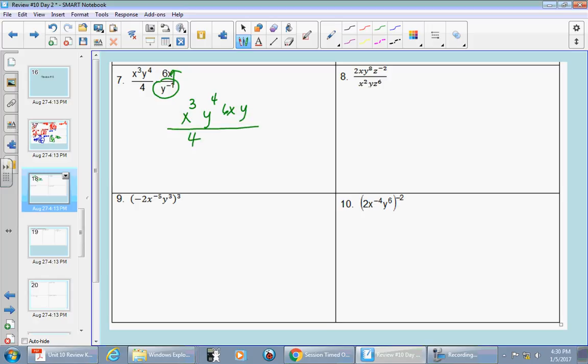Now let's clean that up a little bit. We're going to add the y's together, and the x's together. So on top we have a 6, an x to the fourth, and a y to the fifth. And on the bottom we just have a 4. Now we're going to simplify that to be a 3 halves, dividing both of those by 2. So your final answer is 3x to the fourth, y to the fifth over 2.